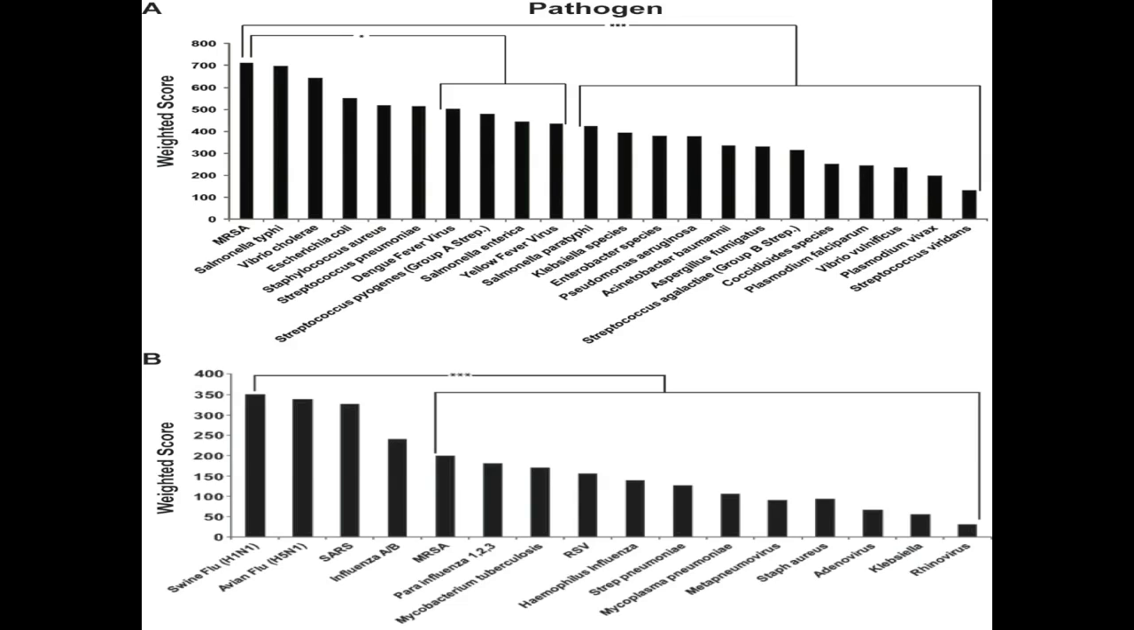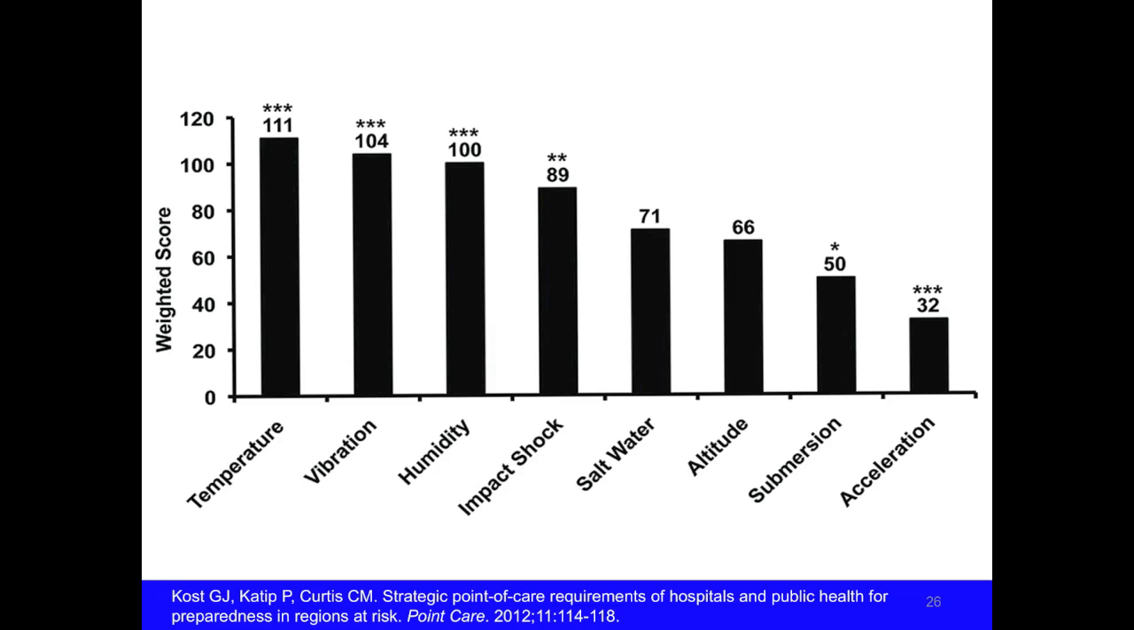Slide 25 shows you in the top frame that respondents wanted to test for MRSA, and in the bottom frame, swine flu. And in the second lecture, we'll update that for some of the new challenges that we have in influenza testing. The next slide shows that they were concerned about temperature, vibration, humidity, and impact shock, as well as, to the far right, submersion and acceleration for obvious reasons.